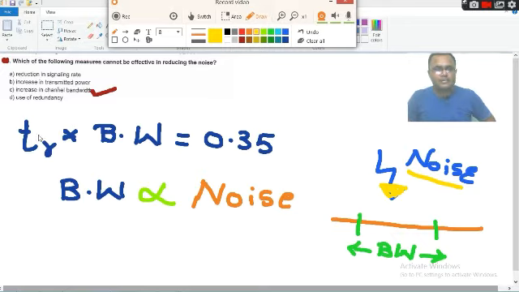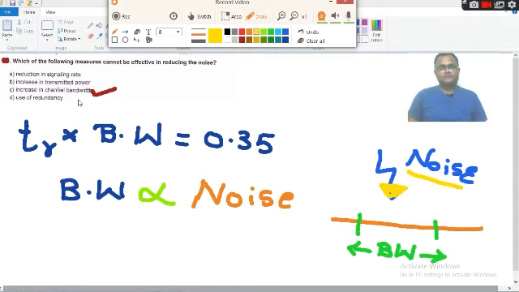If we increase the channel bandwidth, there is a greater possibility of noise in the given range, so the original signal may get distorted. So increasing the channel width is not effective in reducing the noise. The remaining three options are going to reduce the noise, meaning reduction in signaling rate, increasing transmitted power and the use of redundancy. These three options reduce the noise, but the increase in channel bandwidth is ineffective in reducing the noise.